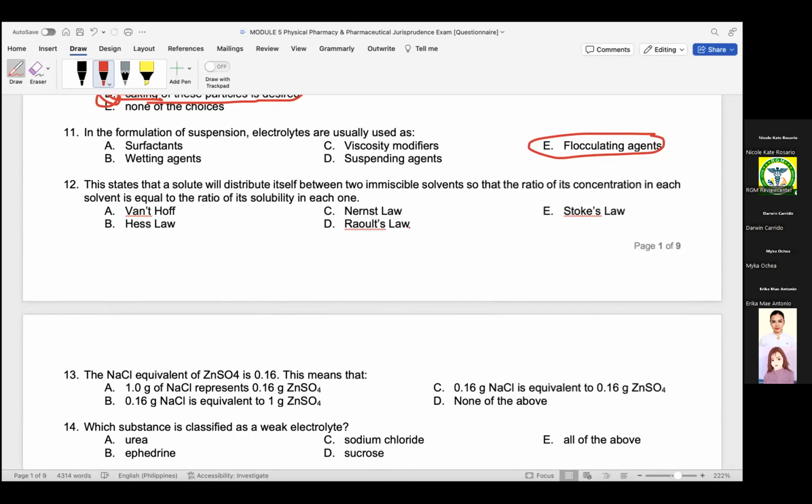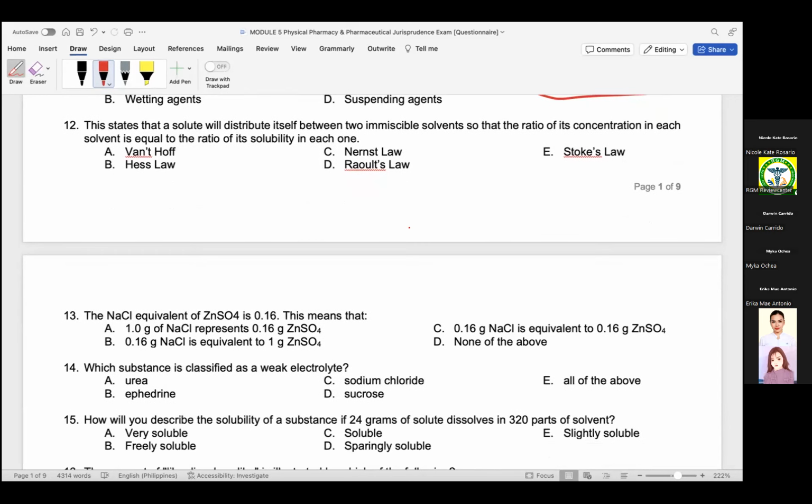Okay? Next, number 12. This states that a solute will distribute itself between two immiscible solvents so that the ratio of its concentration in each solvent is equal to the ratio of its solubility in each one. A. Van Hoff, B. Hess law, C. Nernst law, D. Rawls law, E. Stokes law. Stokes law is about sedimentation volume or sedimentation rate. Van Hoff equation, this is about osmotic pressure. Hess law, this is about enthalpy or heat process. Rawls law, this is about vapor pressure. So, Nernst law is the correct answer.